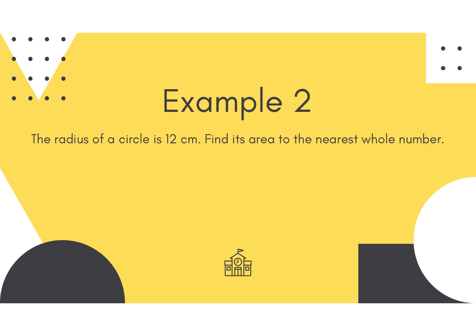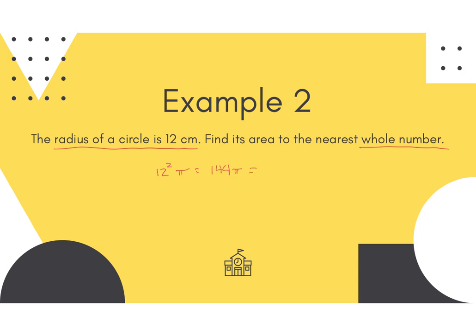In example 2, we're given the radius of a circle to be 12 centimeters, finding its area to the nearest whole number. So I already have the radius. I don't have to do any work to get started. I can just do 12 squared times pi. Now 12 squared I know is 144 times pi.